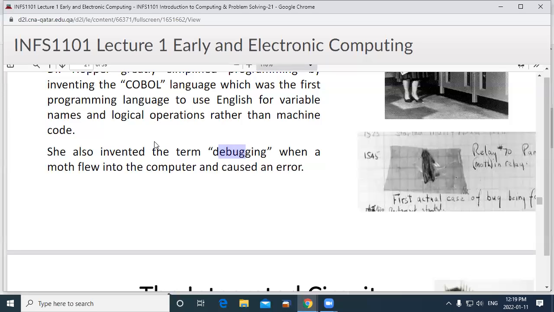And so she'd have to go in and clean the bugs out, and then replace the broken component. And so she called that debugging. Does that make sense? Now we refer to debugging. We'll refer to it as what we're doing to our computer programs.